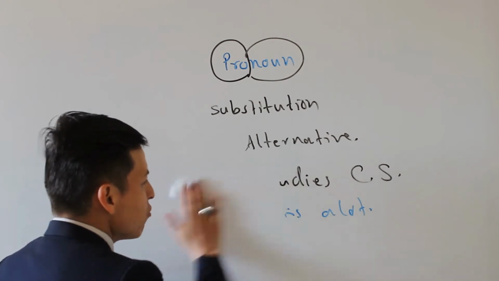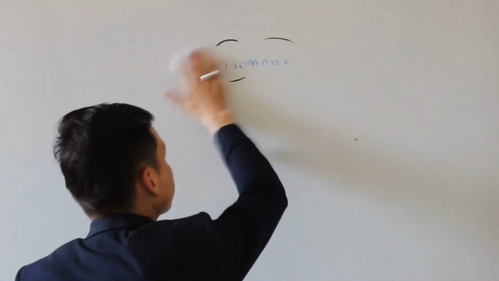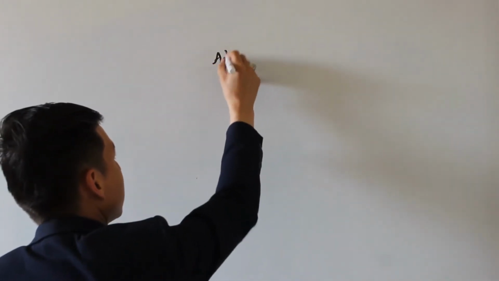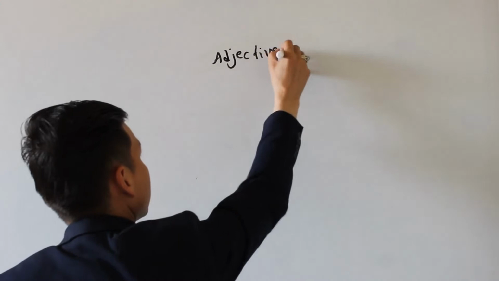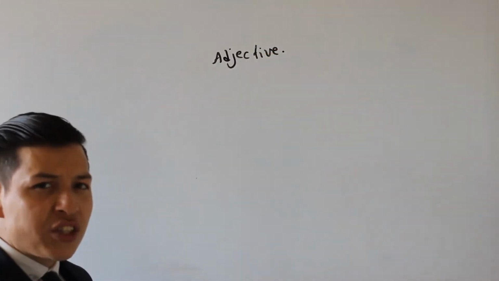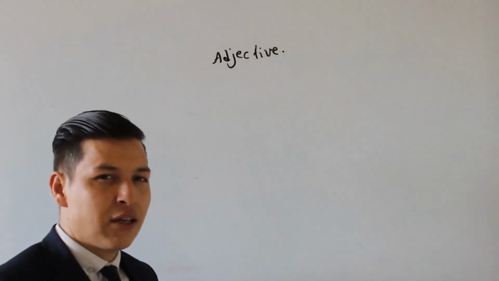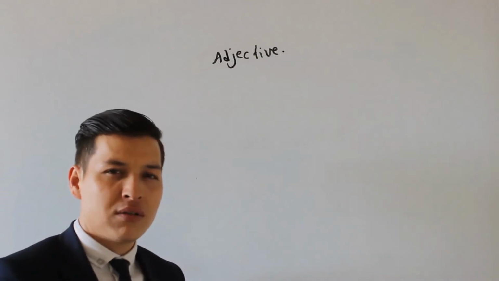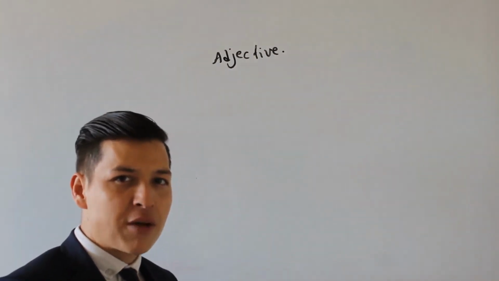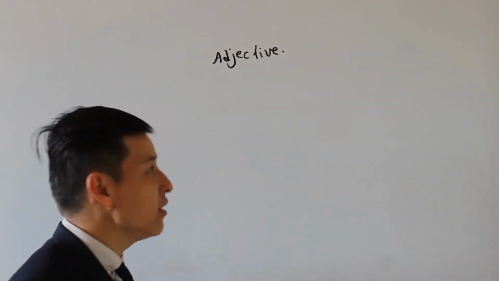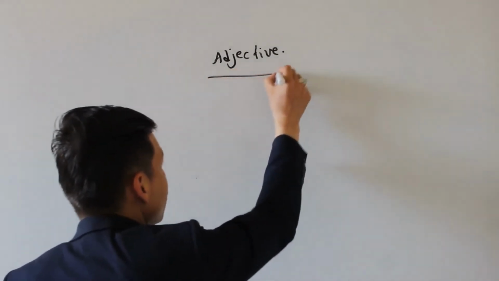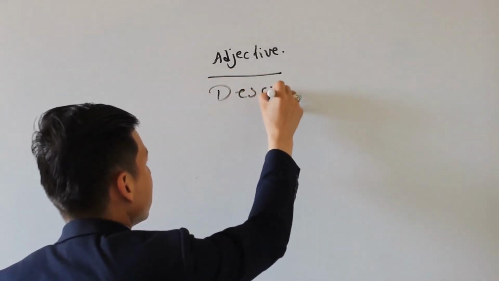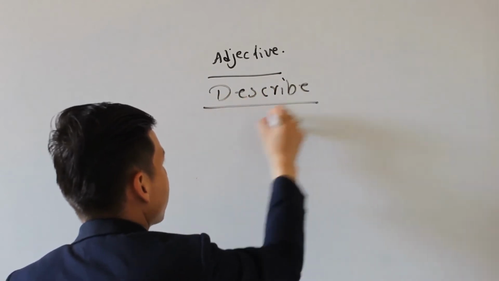Okay, we are moving to another part of speech. The other part of speech that we are focusing on is the adjective. The adjective is a really interesting thing because it describes a person or a noun exactly. So the job is to describe what? To describe a noun.